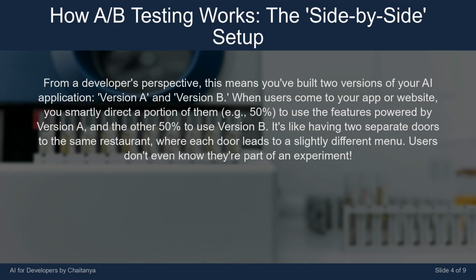From a developer's perspective, this means you've built two versions of your AI application, version A and version B. When users come to your app or website, you smartly direct a portion of them, e.g., 50%, to use the features powered by version A, and the other 50% to use version B. It's like having two separate doors to the same restaurant, where each door leads to a slightly different menu. Users don't even know they're part of an experiment.